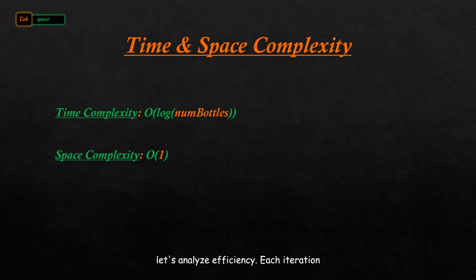Now let's analyze efficiency. Each iteration of our loop reduces the number of empty bottles, so the process converges quickly. The time complexity is logarithmic relative to the initial number of bottles. In practice, given the small input size, it runs in just a few steps. The space complexity is constant because we are only storing a few integers regardless of the input size.